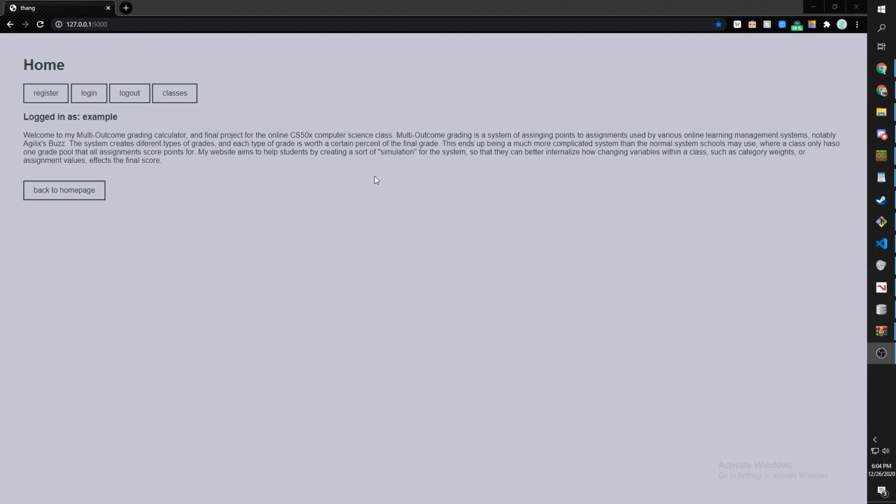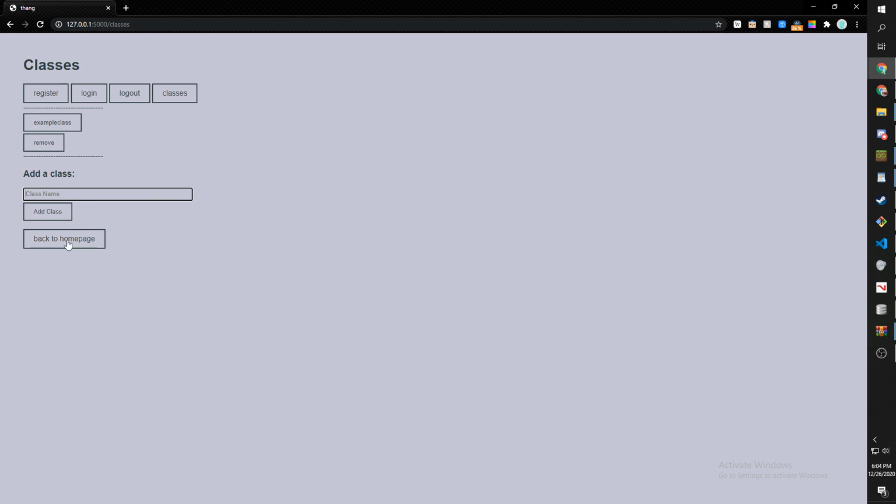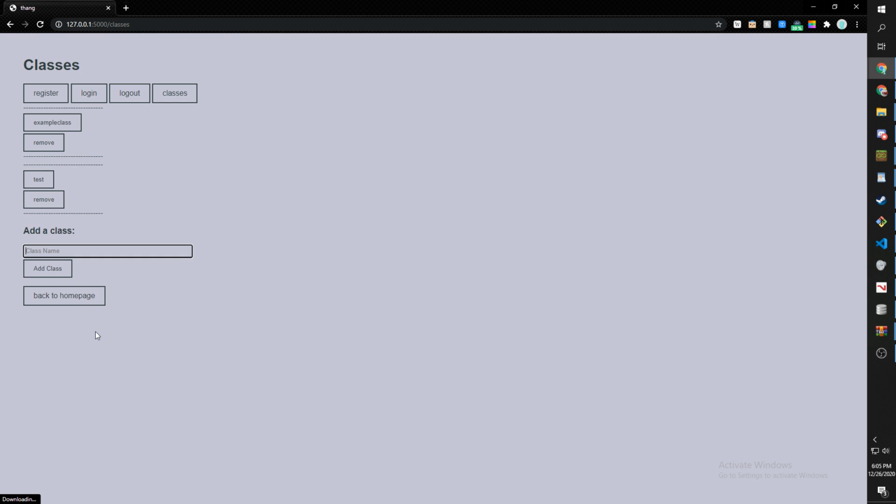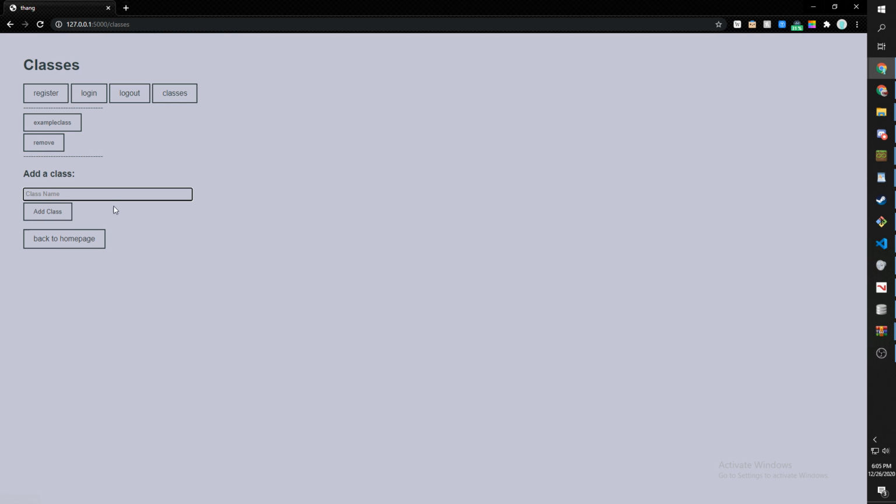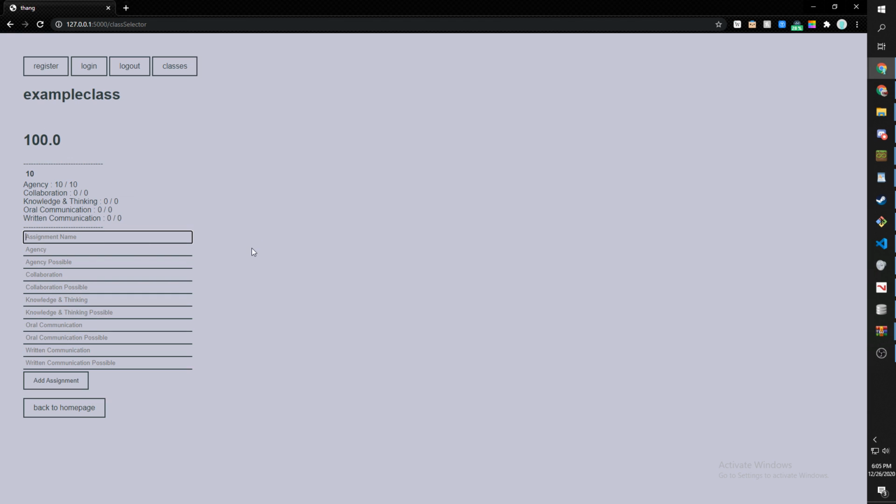So going into the functionality, you can see we have different classes, and we can add a class, and we can remove classes, and those basically function as their own separate environments. So if we go into this one, we can see we already have one assignment in, and that one is worth 10 agency points, and we have all 10 agency points. So as you would expect, we have 10 out of 10 points, so we have 100% of the class.